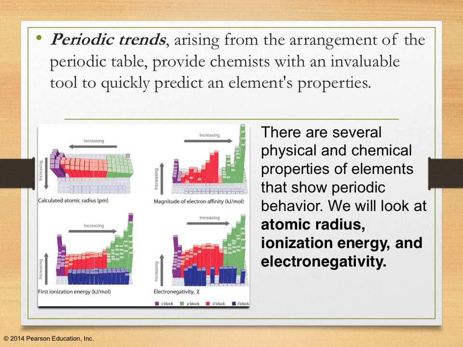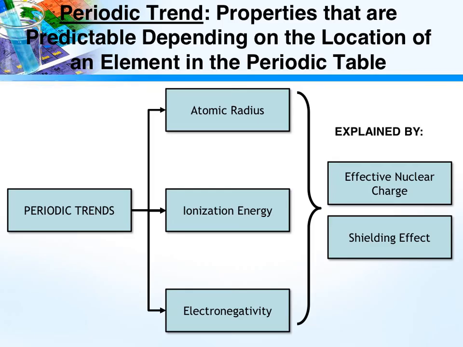The three periodic trends that we will focus on are atomic radius, ionization energy, and electronegativity. One very important aspect of learning about periodic properties is being able to explain why the properties are the way they are. And that's typically what most students struggle with most. So I decided to start with the explanation rather than the trends.